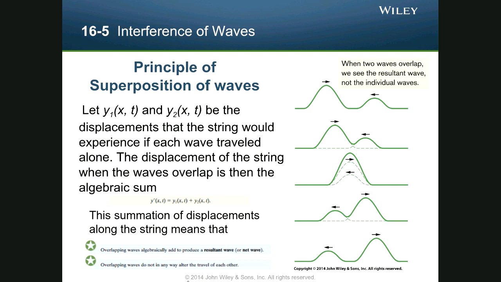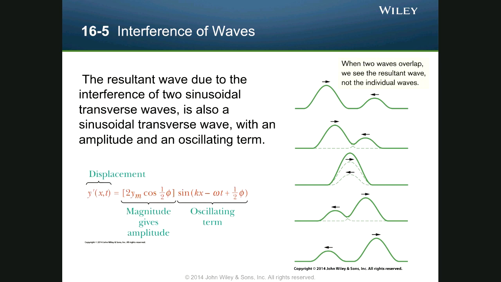Now, if you want to have a lot of fun with your trigonometry, for two waves that have the same amplitude, at least, we have here y1 is going to be equal to ym sine kx minus omega t, and then that will be plus ym sine kx minus omega t plus phi.